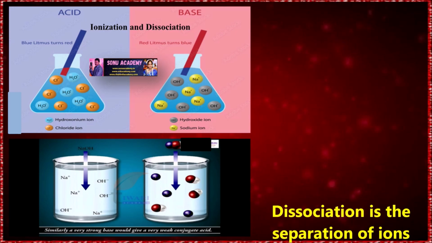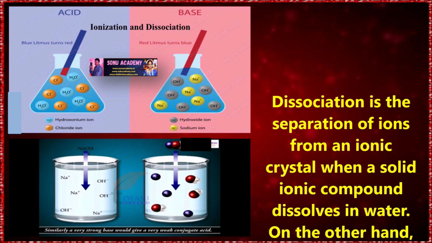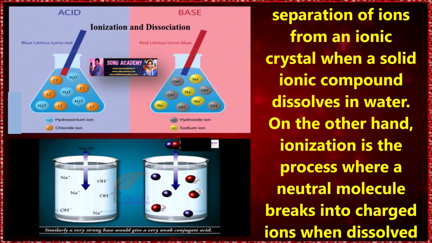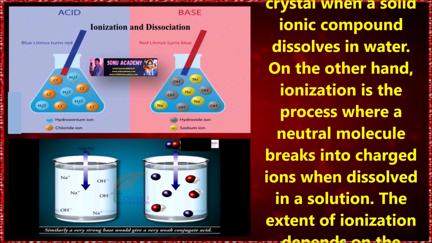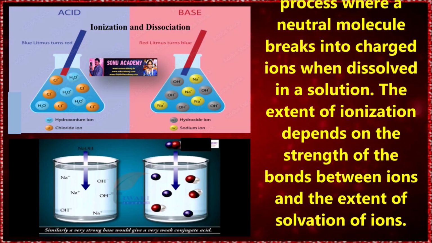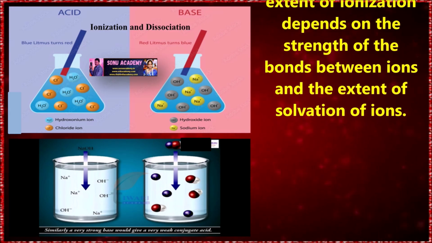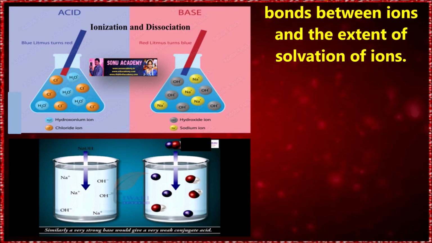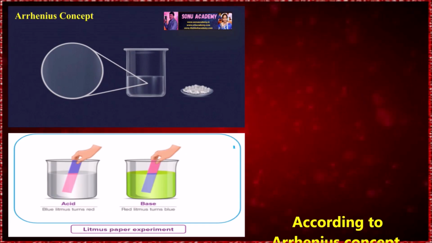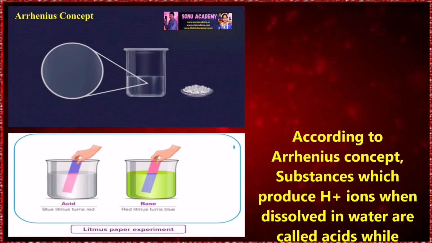Children, let us discuss ionization and dissociation. Dissociation is the separation of ions from an ionic crystal when a solid ionic compound dissolves in water. On the other hand, ionization is the process where a neutral molecule breaks into charged ions when dissolved in a solution. The extent of ionization depends on the strength of the bonds between ions and the extent of solvation of ions. Let us discuss the three most important modern concepts of acids and bases.